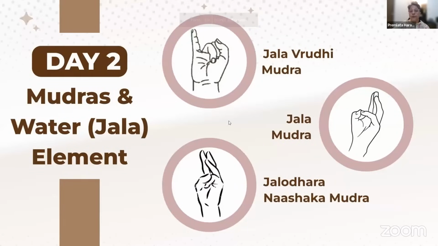Okay, so day 2, we did Jala Vriddhi Mudra, and that is to enhance the Jala Tattva. Vriddhi in Sanskrit means to enhance. Jala Mudra to balance, and Jalodhara Nashaka. We are reducing. Nasha is reduction.